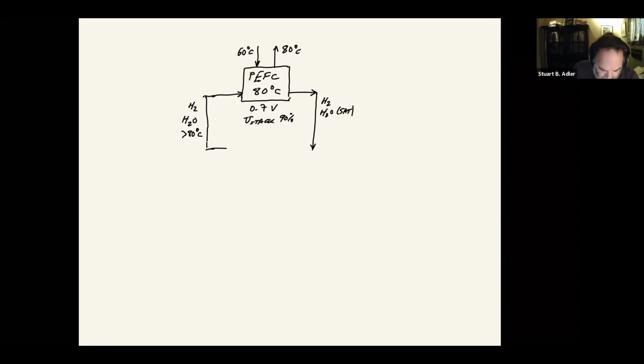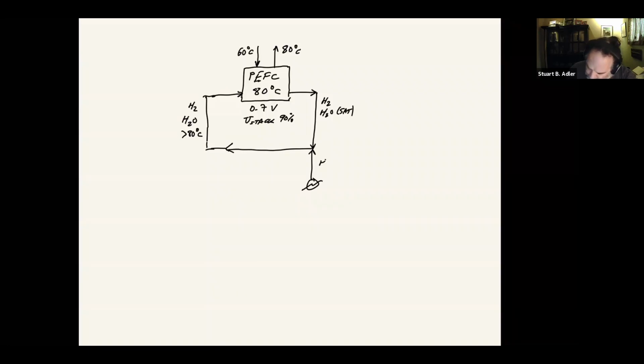And then we're going to recycle it. Anything we don't burn. And then whatever we need to make up, that our 90% of our fuel, that is going to come from somewhere. Usually we preheat that.